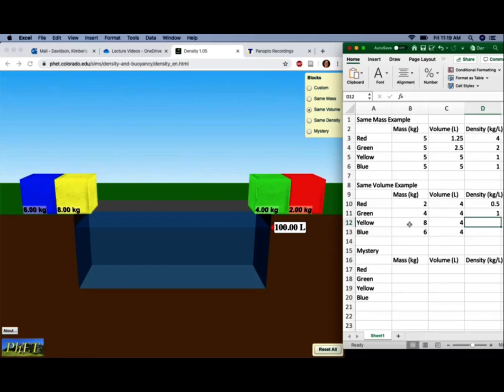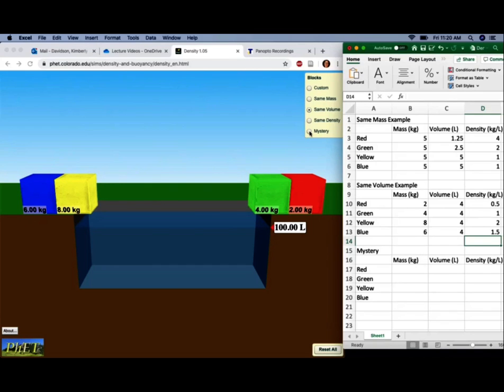So now let's calculate the densities for the yellow and blue cubes. Okay, so the yellow cube had the greatest mass, and we can see that it has the greatest density. And then the blue cube had a mass greater than the green and red cubes, and we can see that its density is greater than the green and red cubes. But the blue cube's mass was less than the yellow cube's mass, so its density was less than the yellow cube's density.